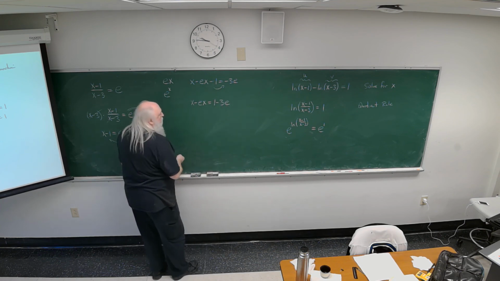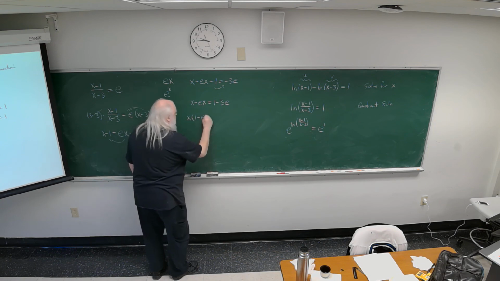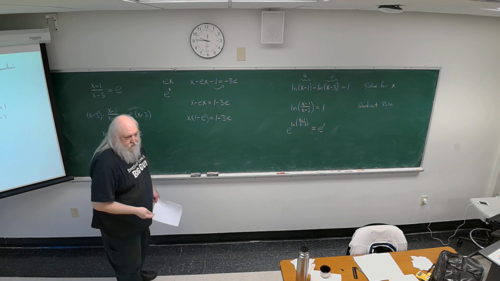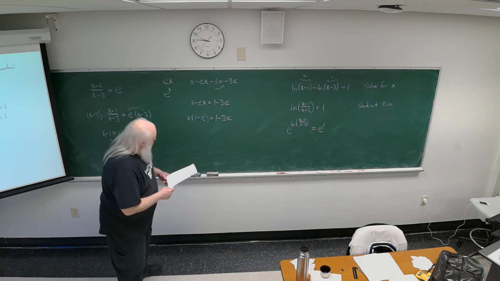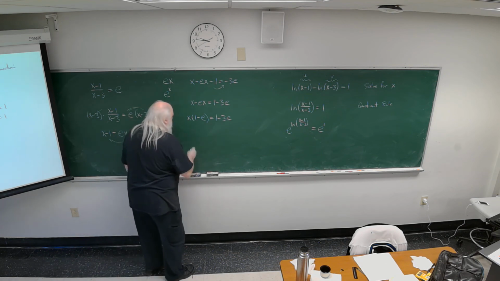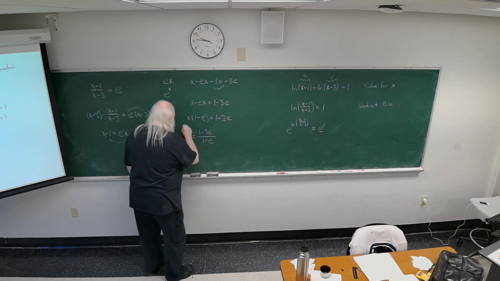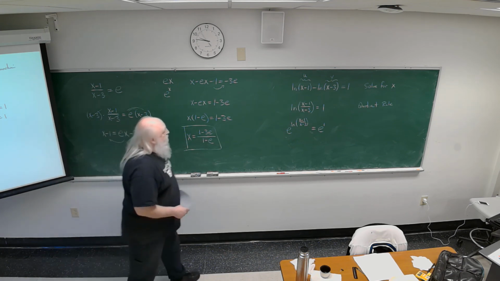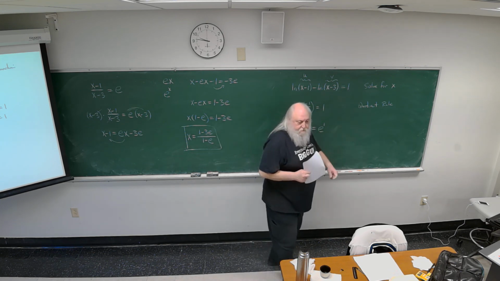Now on the left, I can factor out an x, and x times 1 minus e is equal to 1 minus 3 times e. Remember, e is a real number, 2.718. And now I divide both sides by 1 minus e, and I have x is equal to 1 minus 3 times e over 1 minus e. That is the exact value of x that makes the left-hand side of our original equation equal 1.